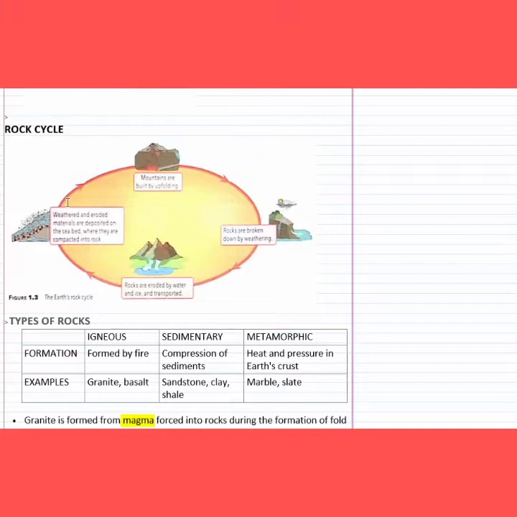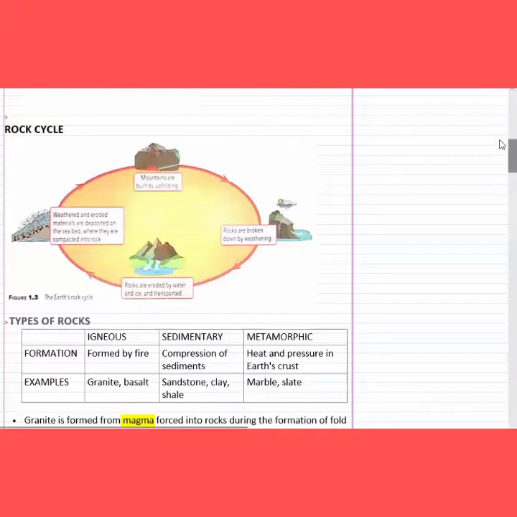Metamorphic rocks are existing igneous or sedimentary rocks which are transformed by heat and pressure in the Earth's crust. An example is marble and slate. Marble is formed from limestone, and slate is formed from clay. As you can see, they're both an outcome of the transformation of existing sedimentary rocks. Okay, so this is the idea of metamorphism or transformation, and thus the idea of metamorphic rocks. This was a general overview of how rocks are formed.